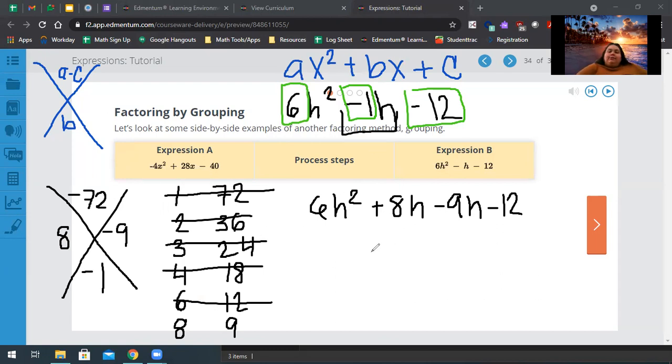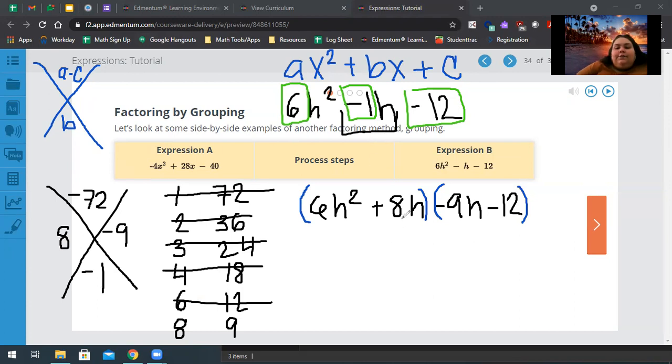factor by grouping. So 3 terms would normally suggest a giant X, but because the A value isn't 1, that makes it a little bit more complex for us. So we use the same steps, but we apply it differently after. Here, you're going to group the first 2 terms, and then you're going to group the last 2 terms, and you're going to take out the GCF.